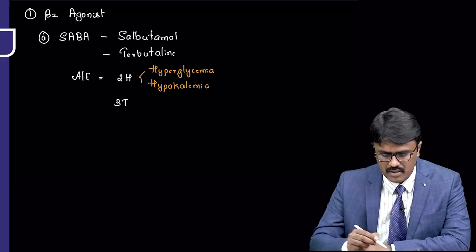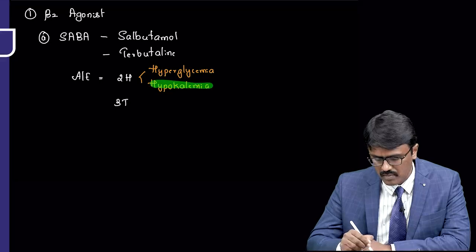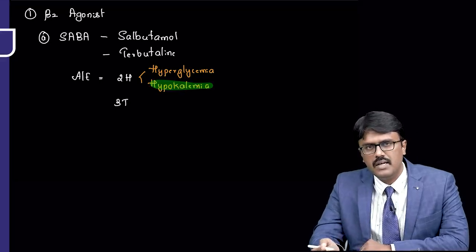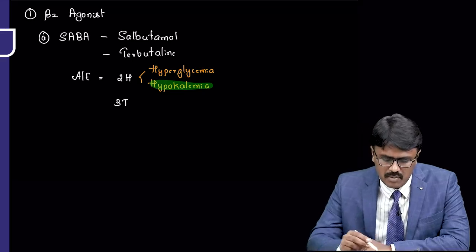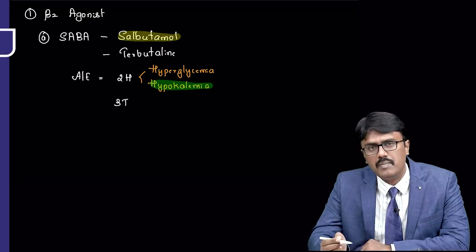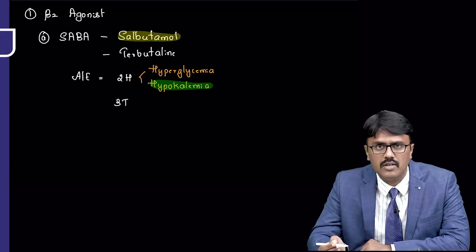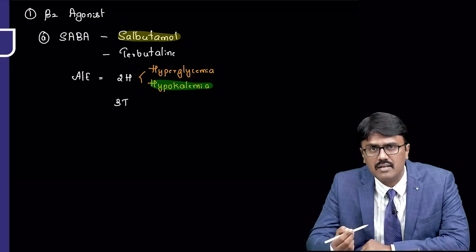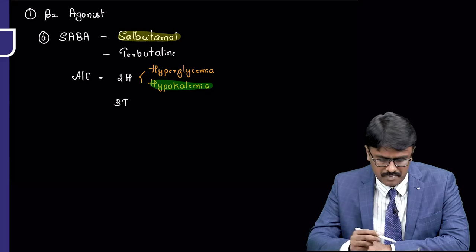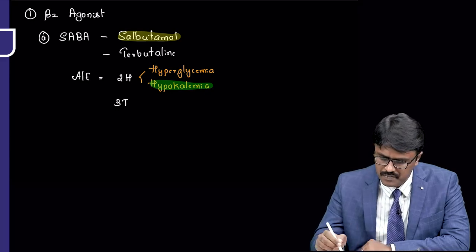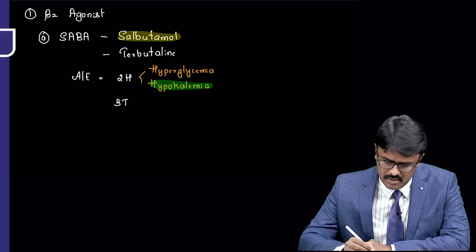So that is the adverse effect of salbutamol and terbutaline because of beta 2 agonism. You may ask a question, sir, can we use salbutamol for managing hyperkalemia? Yes, salbutamol can be used to manage hyperkalemia also, but how do we give that? By nebulization. What are the 3T we see with this?